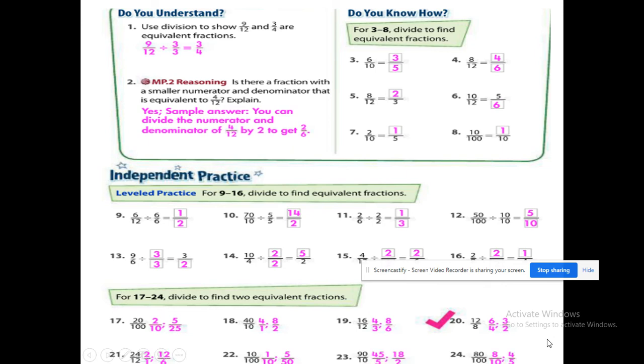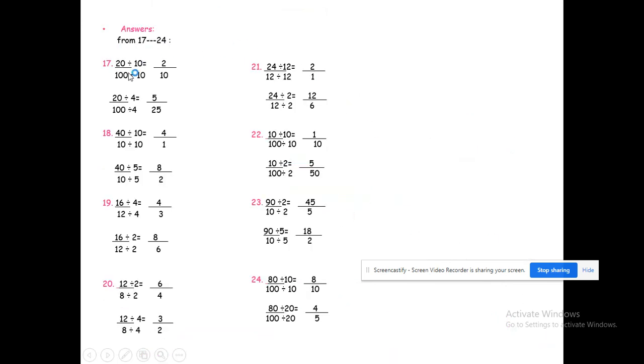Here are the answers, and I put here all of the answers from number 17 to number 24. Look, I'm putting here all the details of how I got these equivalent fractions. I used numbers and I'm using division to find equivalent fractions. You can check your answers here.